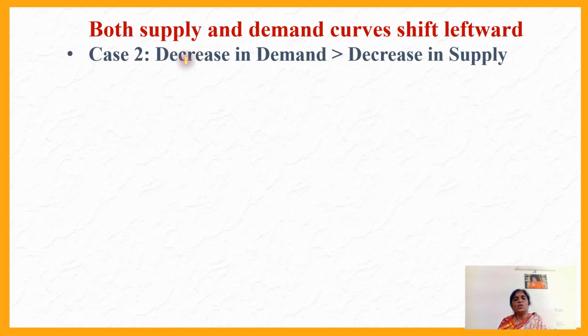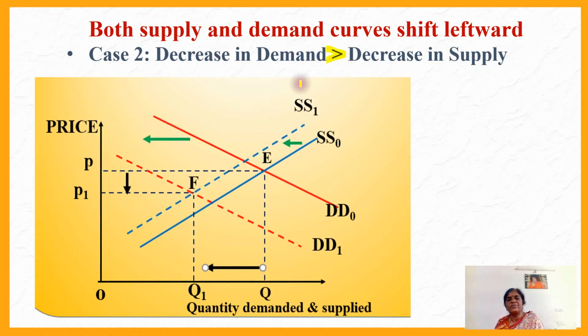Case 2: decrease in demand is greater than decrease in supply. You can see both are decreasing because both shifts are leftward, but only the magnitude is different. This diagram clearly shows the decrease in demand. You can see the extent of the decrease in demand. The leftward shift of demand is by a larger amount. The extent is large, but when you compare the supply curve shift, the extent of shift is less. That is what is denoted here: decrease in demand is greater than decrease in supply.